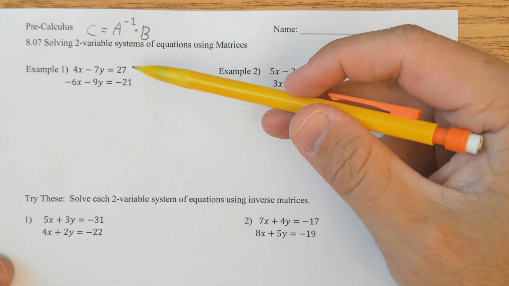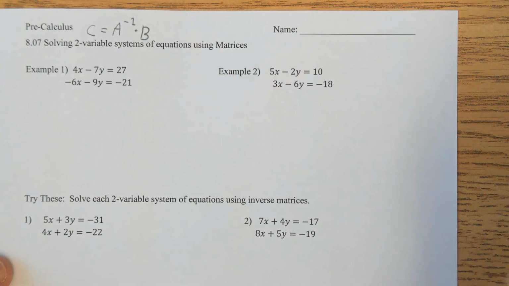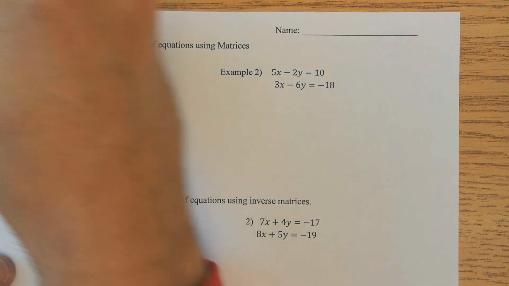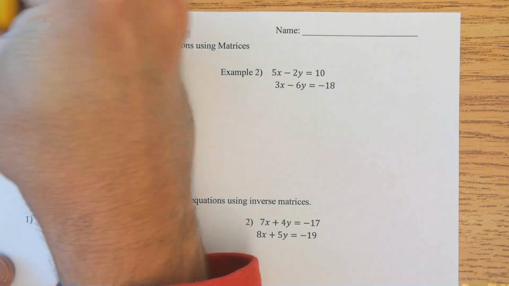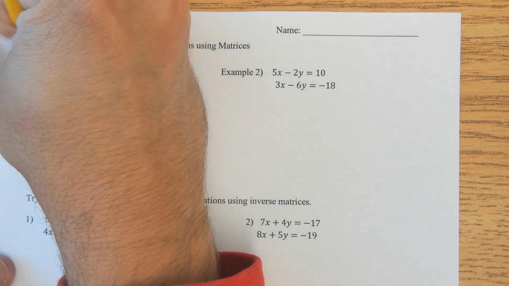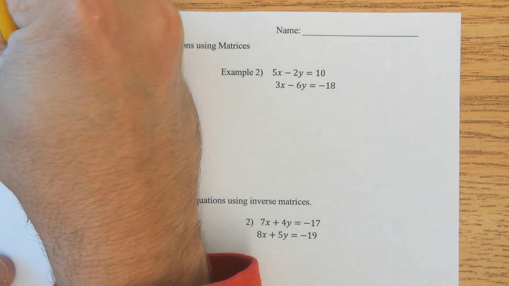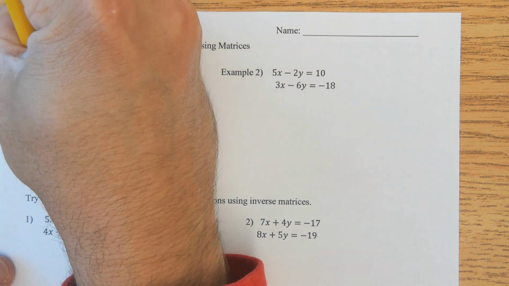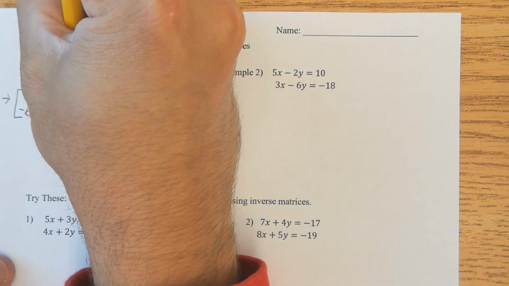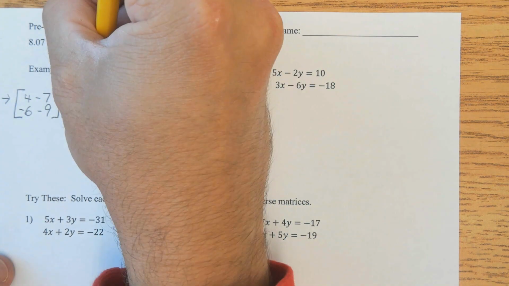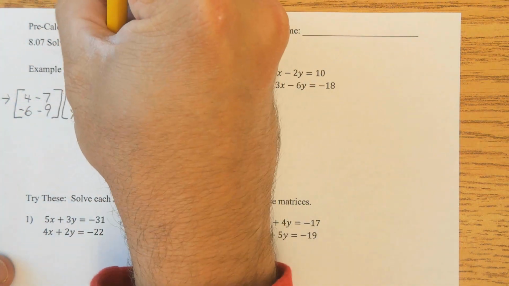So when we look at this first example, the first thing we're going to do is write it as a matrix equation. What does that mean? It looks like this. On the left side, you're just dropping your x and y's. So we're going to get a 2 by 2 here where we have 4, -7, -6, -9. We always put an x and y here, and then just equal to our numbers on the right side. So that's always the first step.